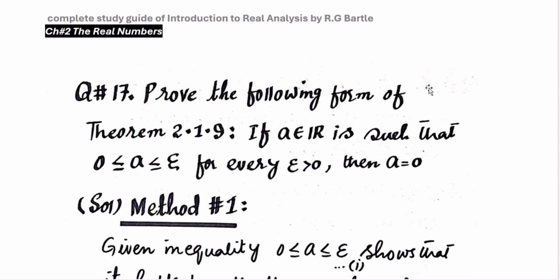We are discussing exercise 2.1. Last time, we discussed the first 16 questions of the exercise. In today's short lecture, we will discuss just three questions, from question number 17 to question number 19.